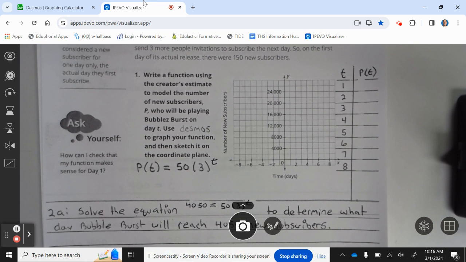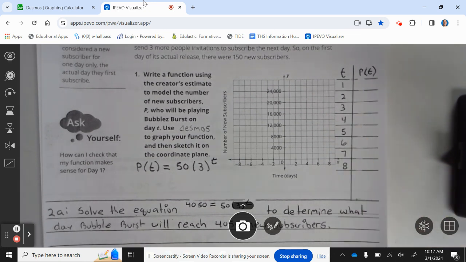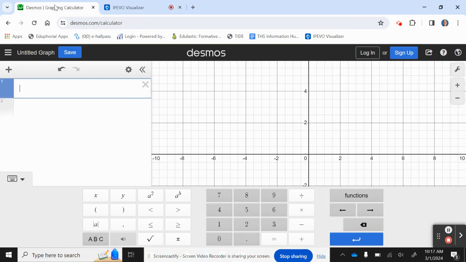1. Write a function using the creator's estimate to model the number of new subscribers P who will be playing Bubble Burst on day T. Use Desmos to graph your function and then sketch it on the coordinate plane. The equation is P of T equals 50 times 3 to the T. All right, let's go ahead and complete a table using day 1, 2, 3, 4 to 8. So let's go ahead and find those values.